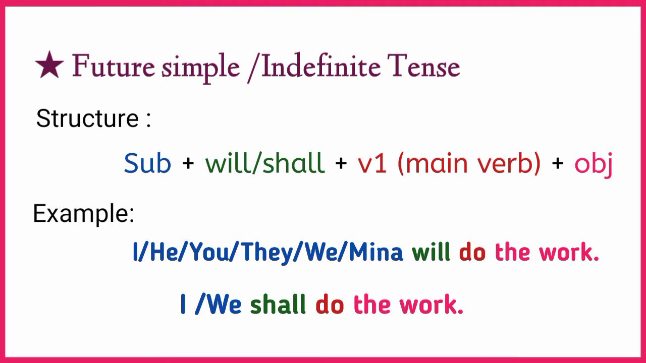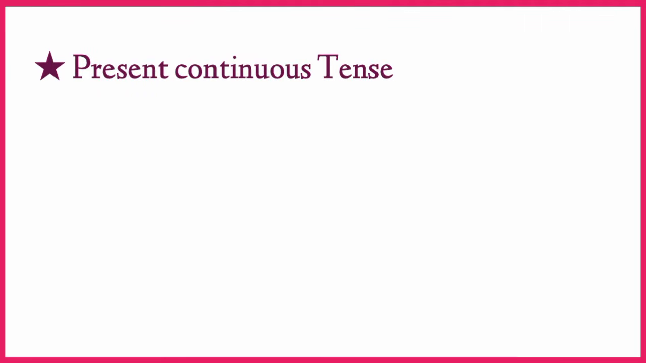Next example. Here you can't use all person with shall. Only I or we shall do the work. Now we will see present continuous, past continuous and future continuous tense.